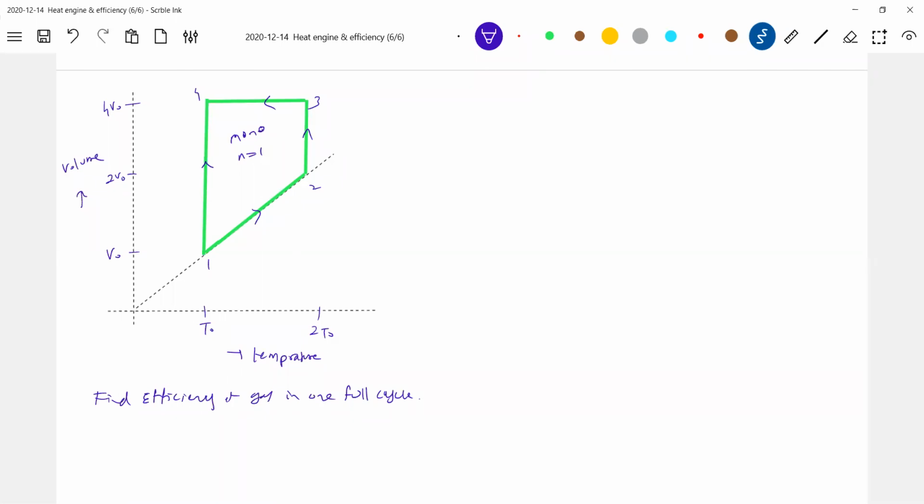Okay, let's try to identify what the path 1, 2 is. I'll give you 2 minutes' time.